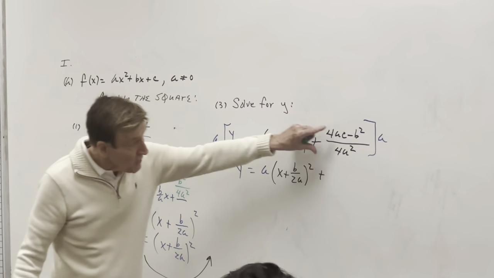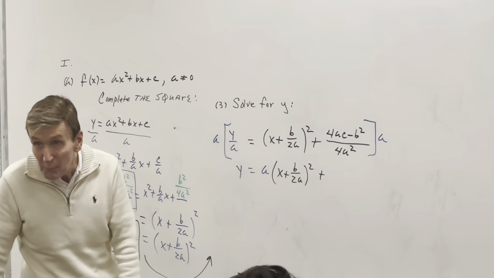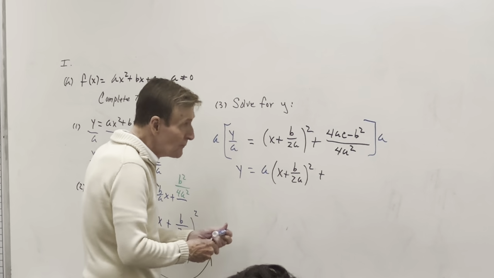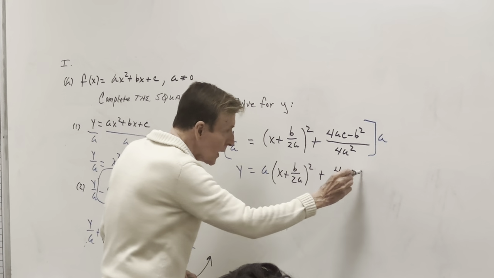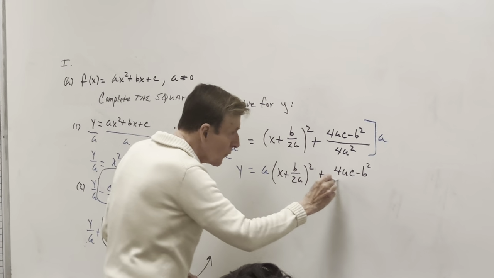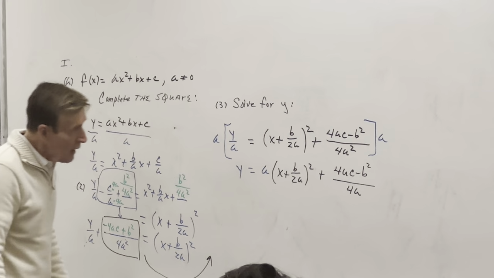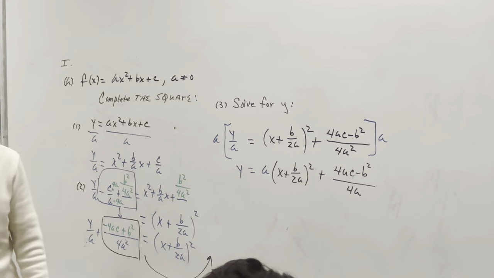Can anyone tell me what that would look like on the end? If I'm multiplying by a or maybe canceling something out, what would that look like? Anyone? 4ac minus what? b squared over what? 4a. One of those a's will cancel. Oh my goodness. Let's hope that's not a mistake.